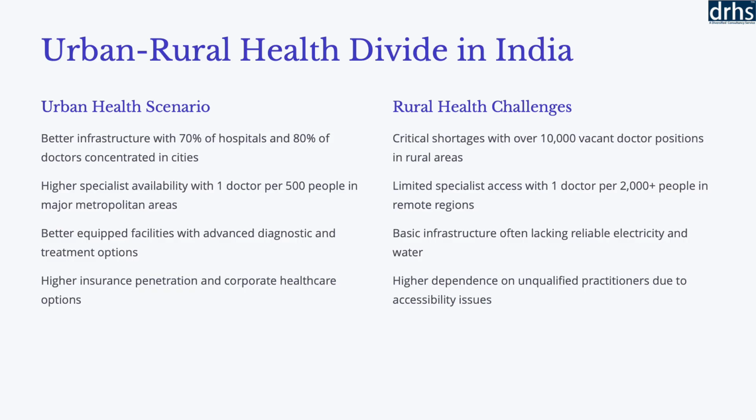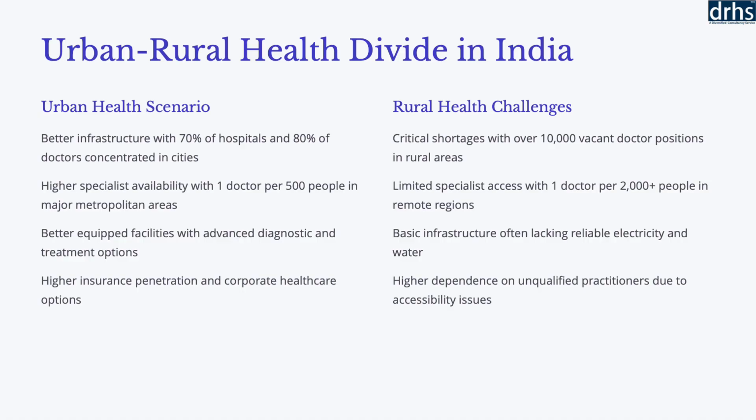There are over 10,000 vacant doctor positions in rural primary health centers. This results in a critical shortage, with one doctor serving over 2,000 people in remote regions, compared to 1:500 in cities. Rural health facilities often lack reliable electricity, clean water, and essential medicines, leading to a higher dependence on unqualified practitioners.